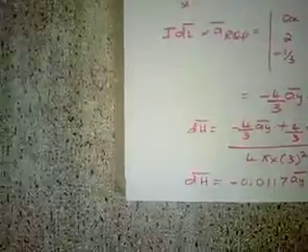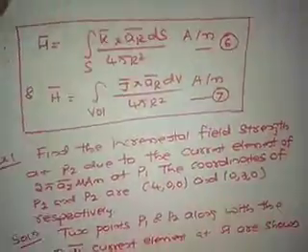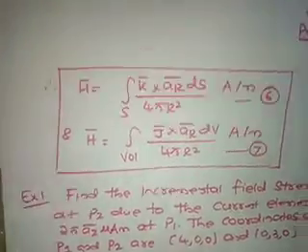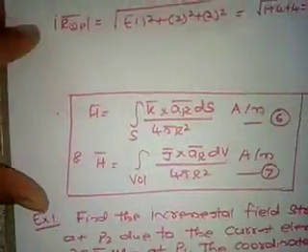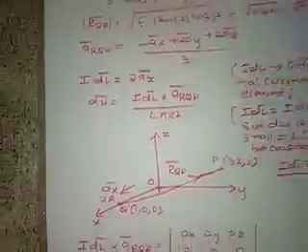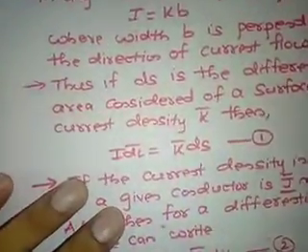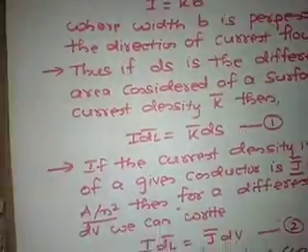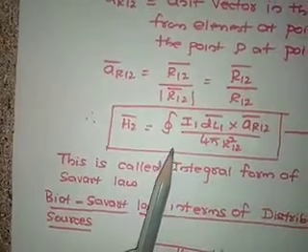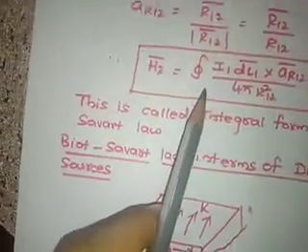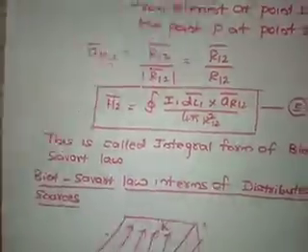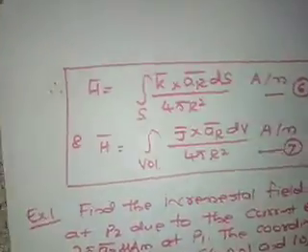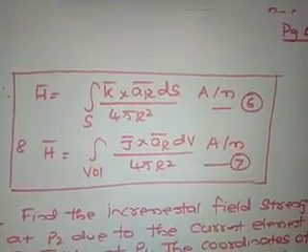Okay, so here I have obtained the expression for H bar in terms of the surface current and the volume current. I have replaced wherever there is I dl, I have replaced it by K bar dS. So if I replace I dl by K bar dS in this equation, what I get is H2 bar is equal to the surface integral of K bar dS aR12 bar divided by 4 pi R12 square. That is what I have obtained here. That is K bar cross aR bar dS divided by 4 pi R square ampere per meter.